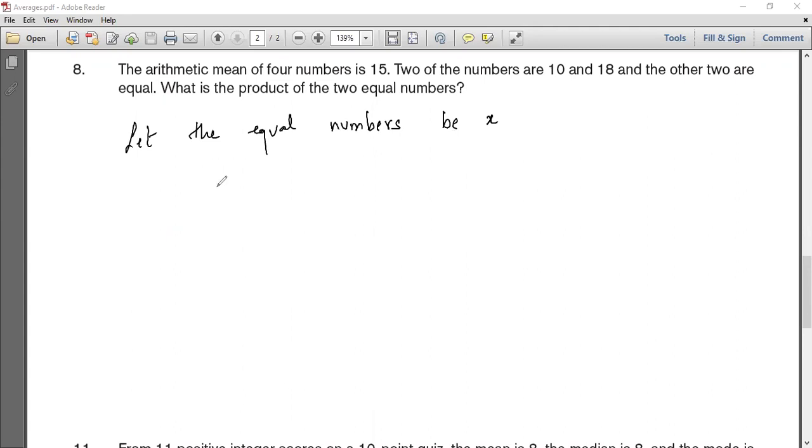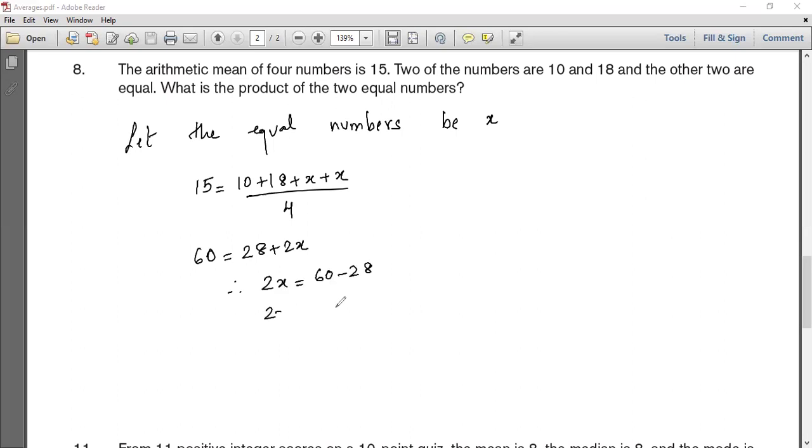So the equation that we're going to form is mean is equal to sum of observations over number of observations. So we have 4 observations here. So this gets multiplied. So you get 60 is equal to 28 plus 2x. Therefore, 2x equals 60 minus 28. We get 32, and x will be 32 over 2, which is 16.